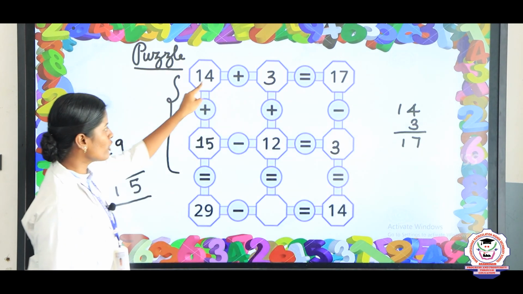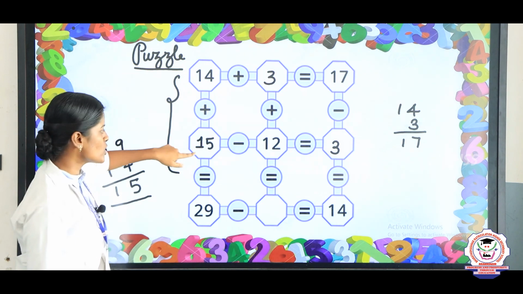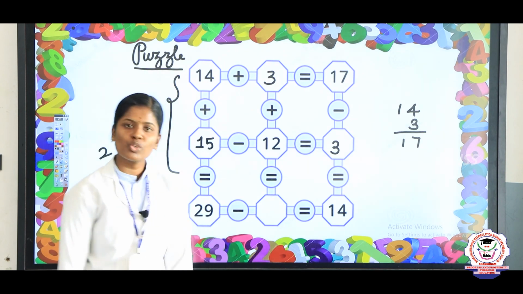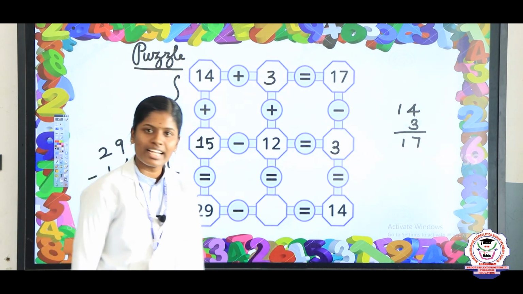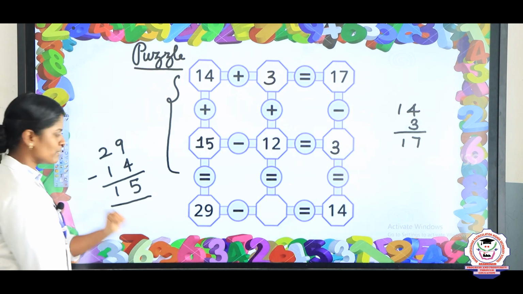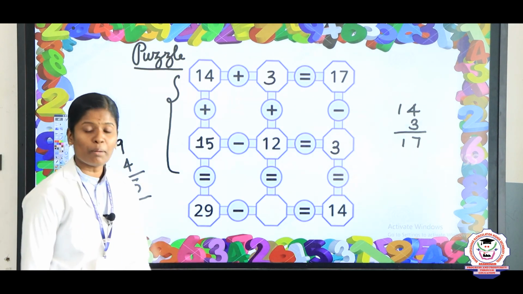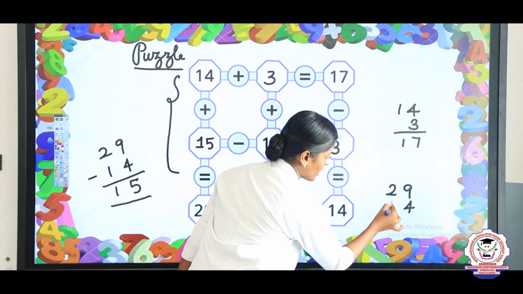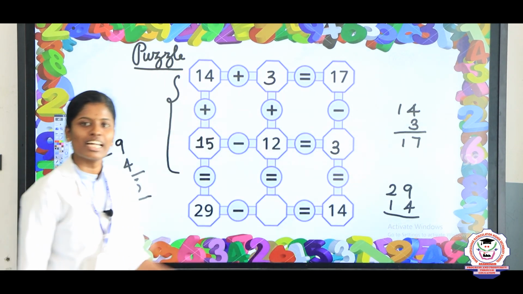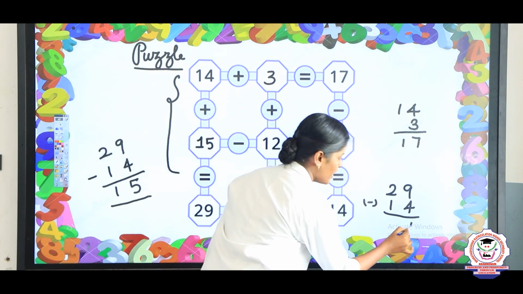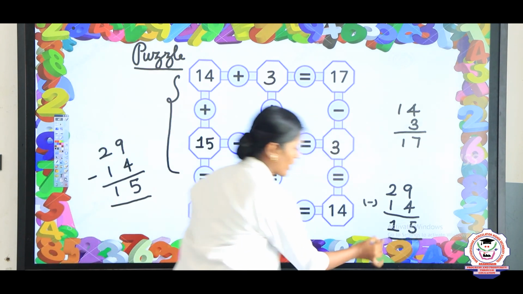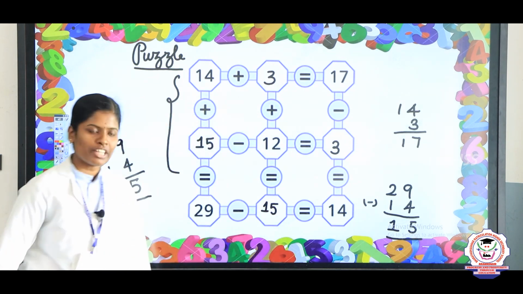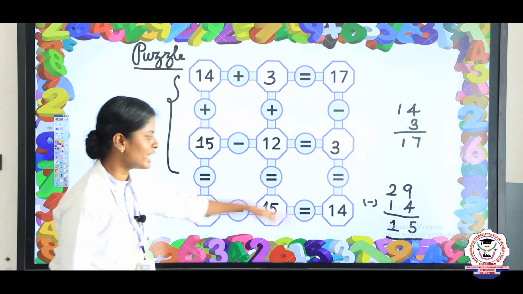Now you check this. 14 plus 3, the answer is 17. The next one, 15 minus 12, the answer is 3. And 29, what number should we subtract from 29 to get the answer 14? Listen here. Take 29 minus 14. So what is the answer? 9 minus 4, the answer is 5. And 2 minus 1, the answer is 1. So we'll write here 15. So 29 minus 15, the answer is 14.